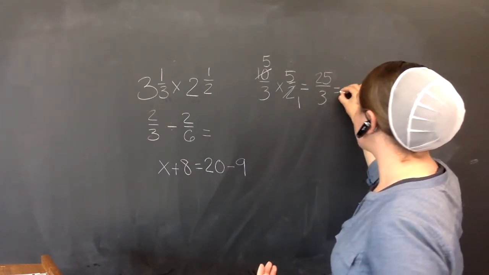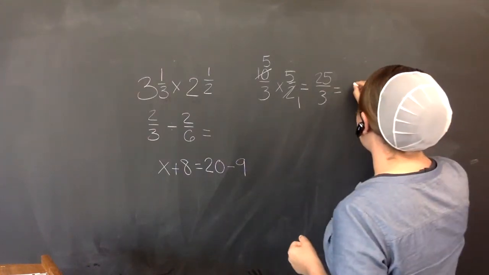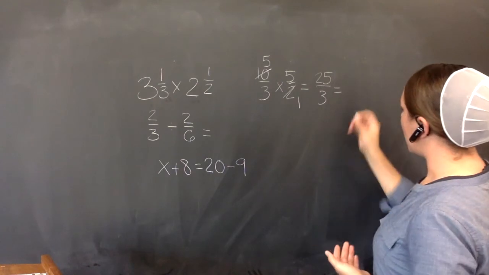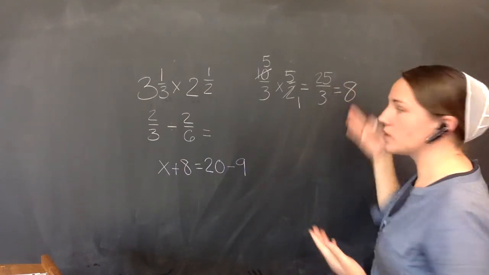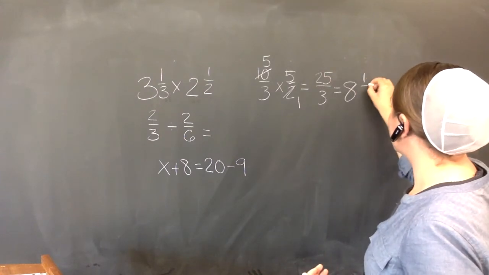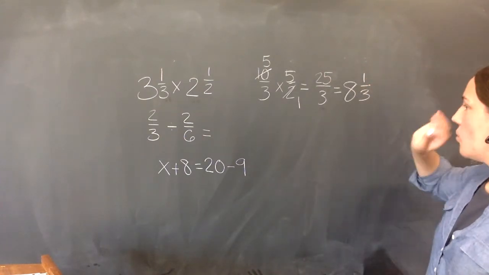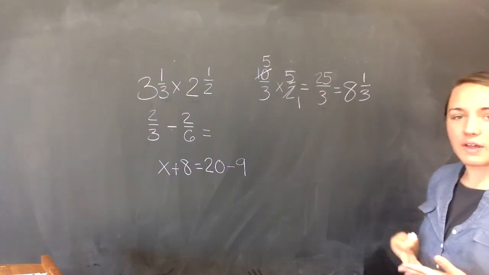Now we have an improper fraction, so we need to change that to a mixed number. That will be 8. 3 goes into 25 8 times, and there's 1 left, so 1 over 3. The denominator is 3. So when we multiply those, we get 8 1/3.